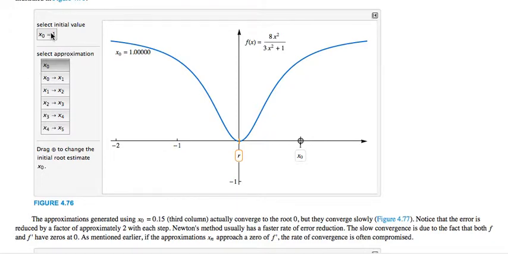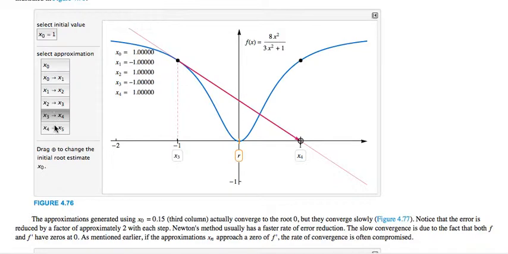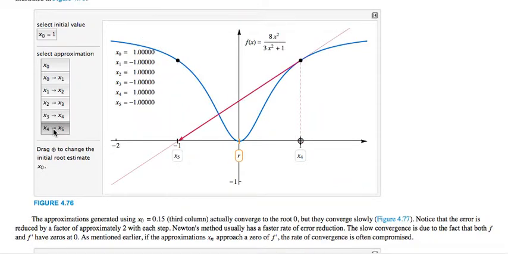So our first example has an initial value of 1. We choose 1 and we draw our tangent line, which gives us negative 1. When we plug negative 1 into our formula, it gives us positive 1. Positive 1 gives us negative 1. Negative 1 gives us positive 1. You can see here that we're alternating between positive 1 and negative 1. So in this case, we'll never actually see a convergence.